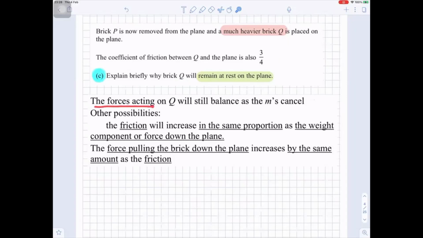The forces acting on Q will still balance as the masses cancel. And on other possibilities, any friction will increase in the same proportion as the weight component, or the force down the plane. Or the force pulling the brick down the plane increases by the same amount as the friction.